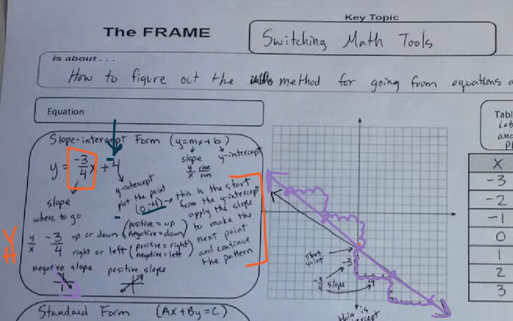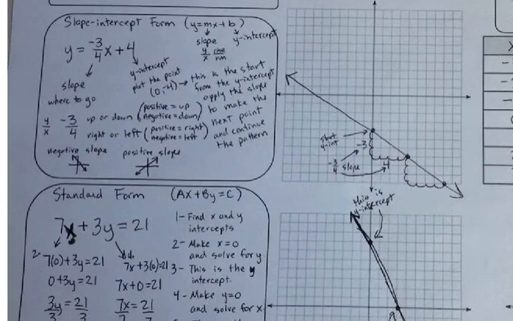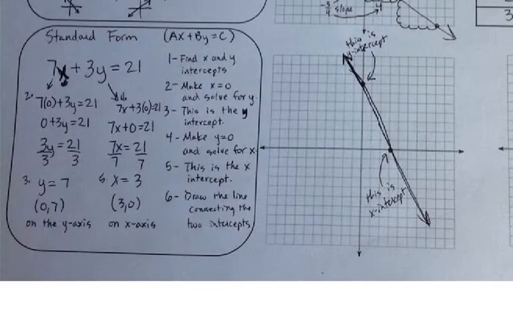Okay, so that would have been, had I said my fraction was 3 over negative 4, we would have went positive, up 3 to the left 4, up 3 to the left 4. So it's still the same pattern, okay, but that's slope-intercept form. Now, the other type of equation we run into, the main other type, is called standard form, okay, and it's when the x and the y are on the same side and you have a number all by itself, just a constant. So our equation, 7x plus 3y equals 21.